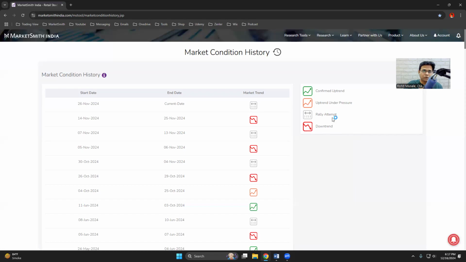So 6.25% position size is something which you can use in any of these three. However, in a rally attempt, you have to be extra careful. Your stop loss needs to be tight. But 6.25 is something which I have found as the ideal position size. It is neither too low nor too large. So it's an optimum position size.